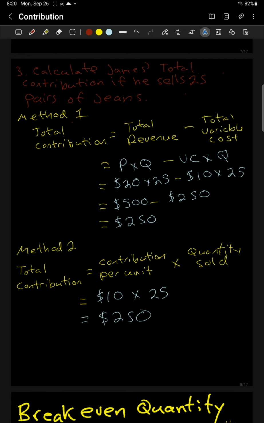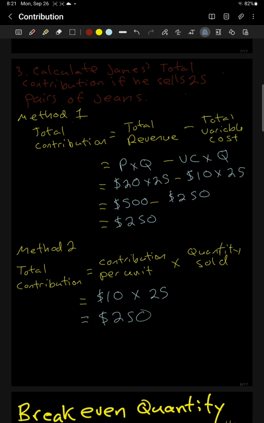Calculate James' total contribution if he sells 25 pairs of jeans. Remember, we got two methods of doing this. Method 1 is a long way. Total contribution equals total revenue minus total variable cost. So total revenue is price times quantity minus variable cost times quantity. And you see the numbers here. $250. Then method 2 is just total contribution equals contribution per unit times quantity sold. So $10 times 25, $250.